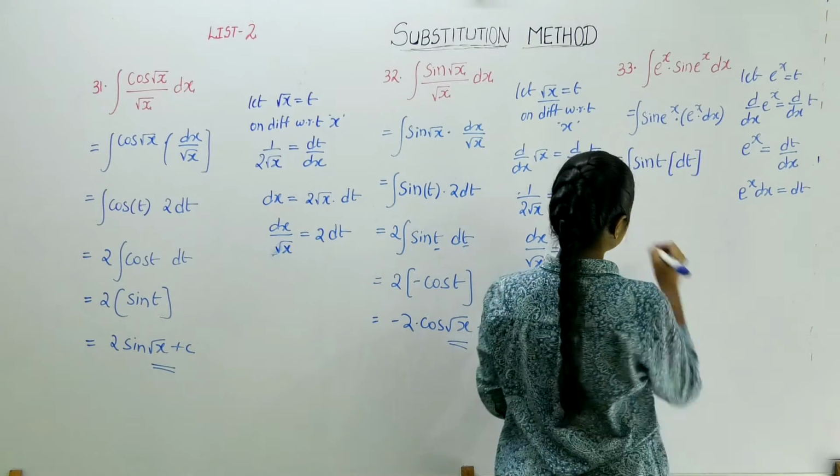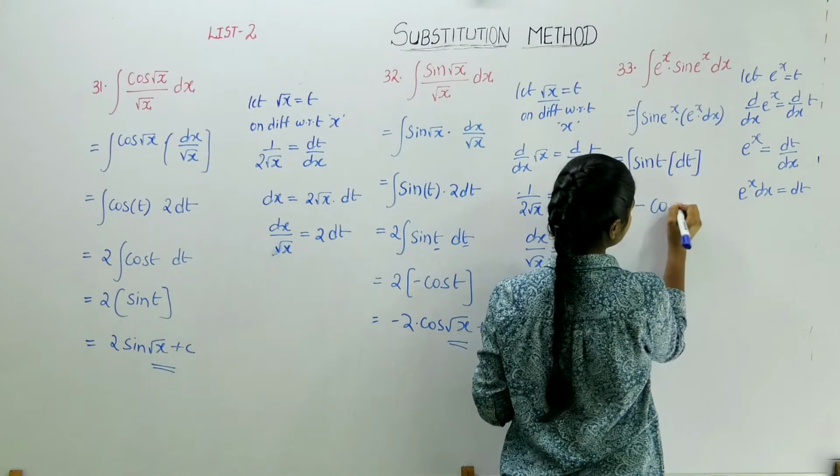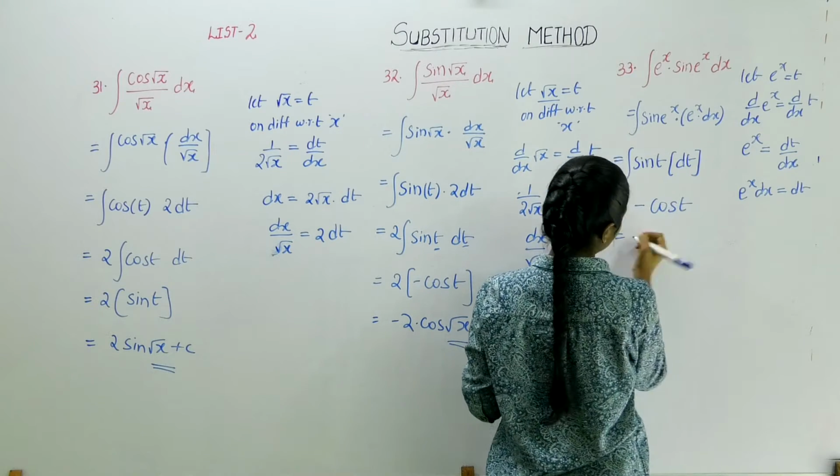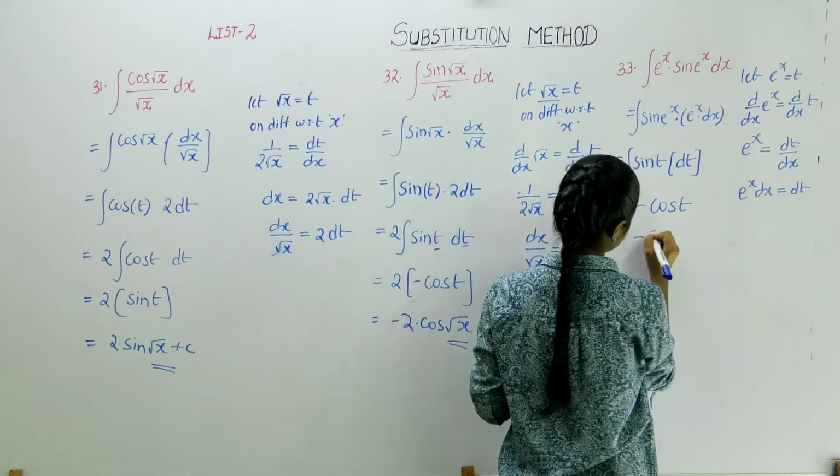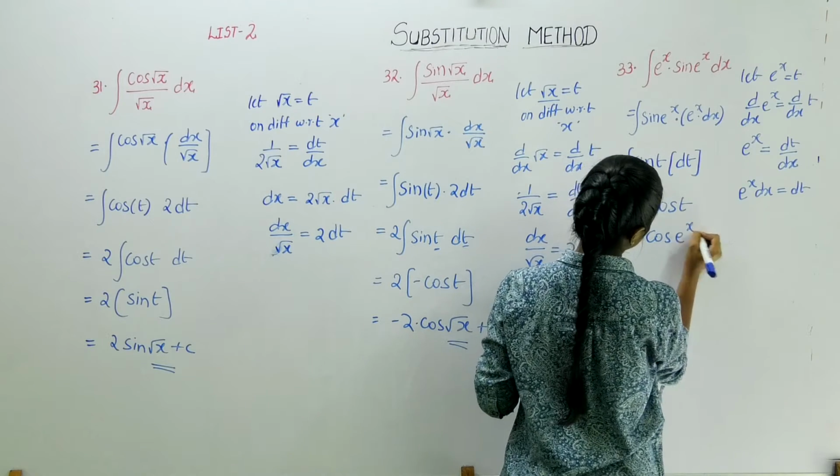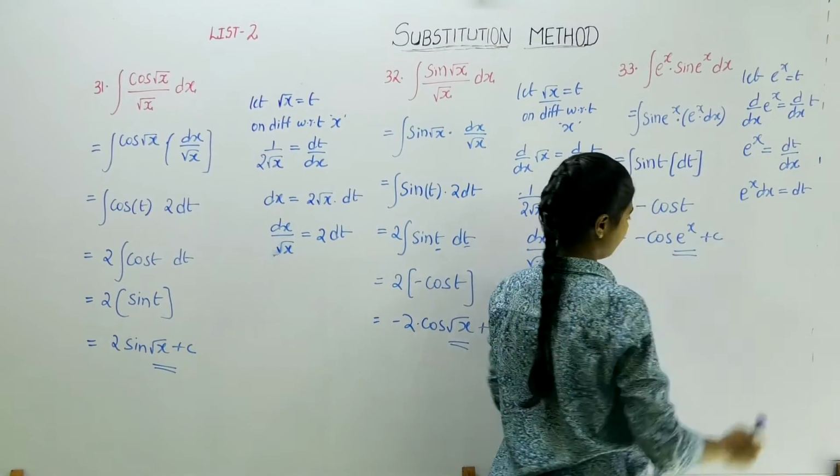Integral sin t dt. What is the formula? Minus cos t. What is the value of t? It is e power x. So minus cos e power x plus c. This is the final answer.